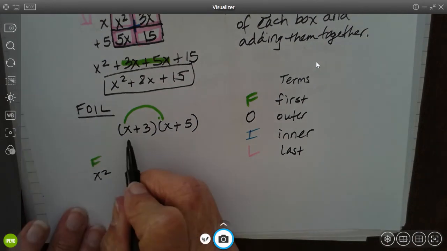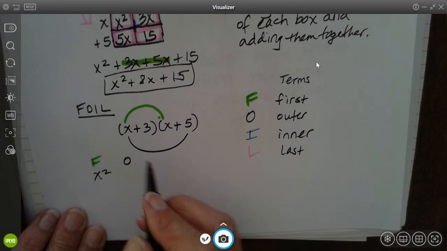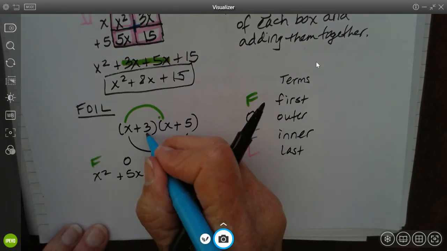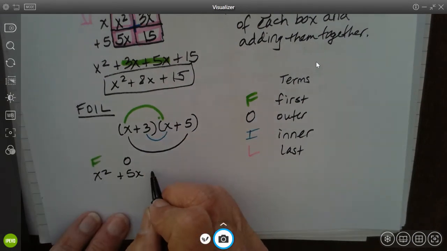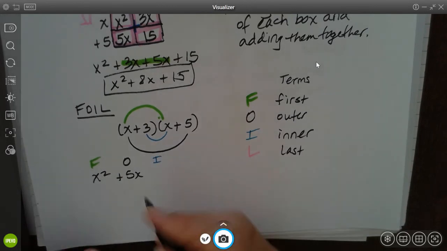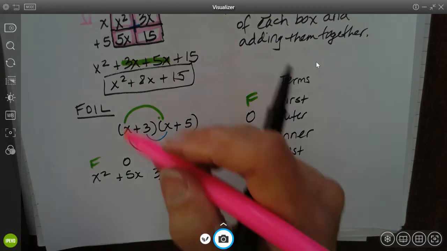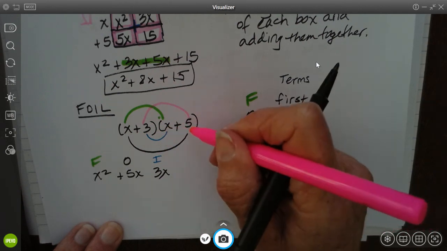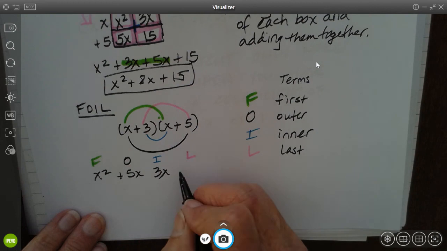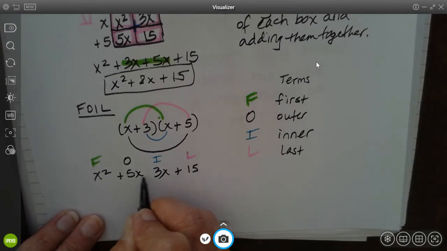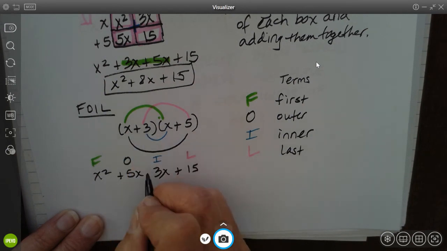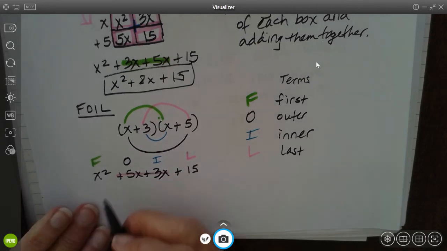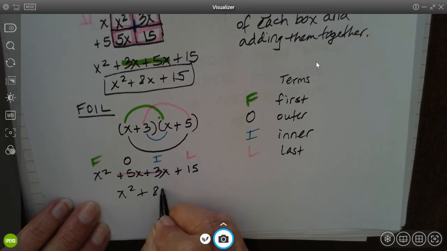Now we have our outer. Outer is x times 5, so that's a positive 5x. Then we have the inner, which is here. That's 3 times x, which is 3x. And finally, we have the last terms in each binomial. It's called last because 3 is the last term in the first binomial, 5 is the last term in the second binomial. So multiply the last terms together. 3 times 5 is a positive 15. Notice I forgot to put a symbol here. Because this is a positive, we say plus. And just like distribution and the box method, you're going to have to combine like terms. So that's x squared plus 8x plus 15.